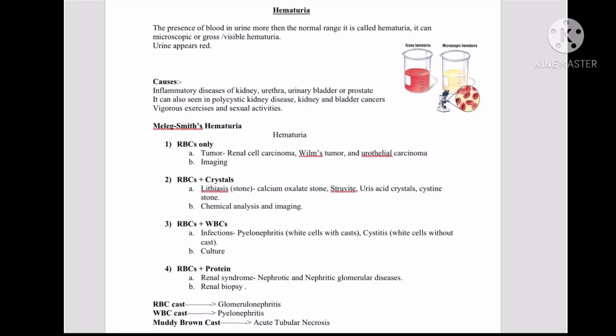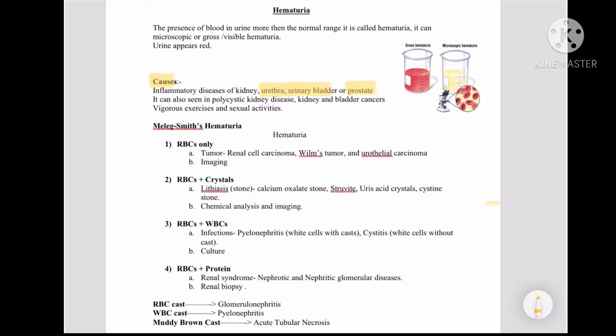So what are the causes of hematuria? It may be inflammatory diseases of the kidney like glomerulonephritis, pyelonephritis, or nephrotic syndromes. It may be urethral inflammatory disease, urethritis. It may be urinary bladder inflammatory diseases like hemorrhagic bladder disease or cystitis.